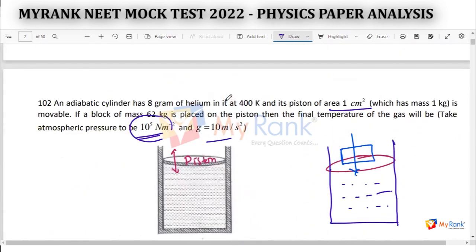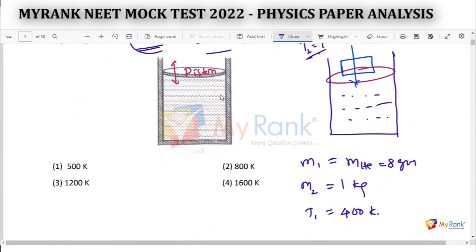Now finally what is asked of us? The final temperature, T2, is asked, students. T1 is given as 400 K, M1 is given as 8 grams, M2 is given as 1 kg, where the block mass is 62 kg. We'll see. Now first we have to find the temperature.